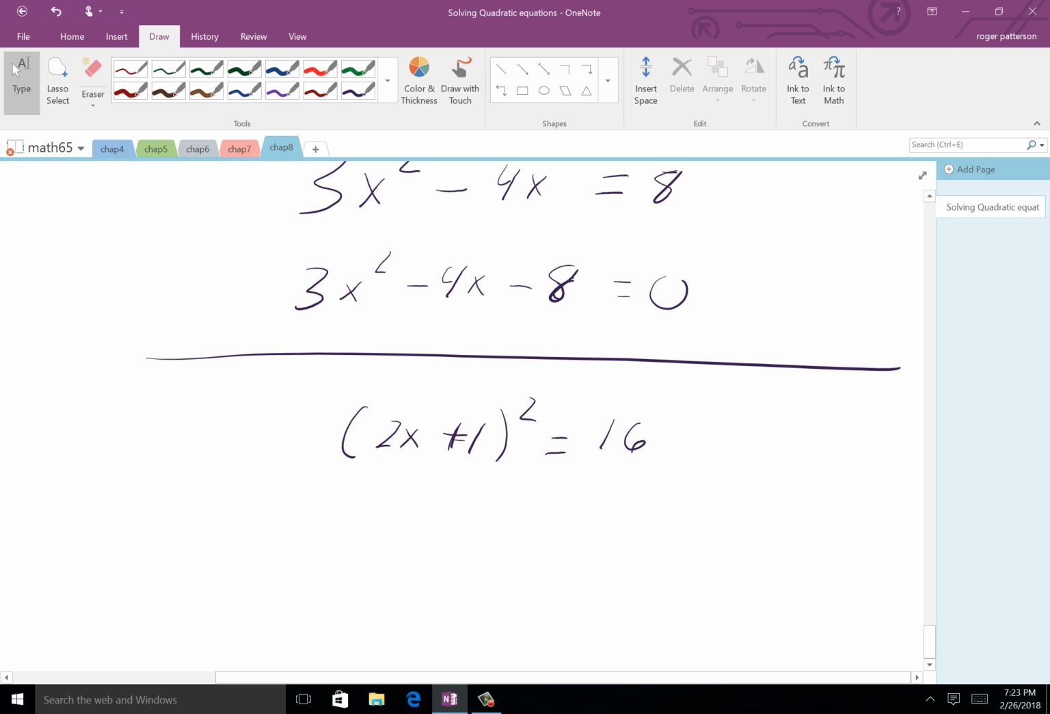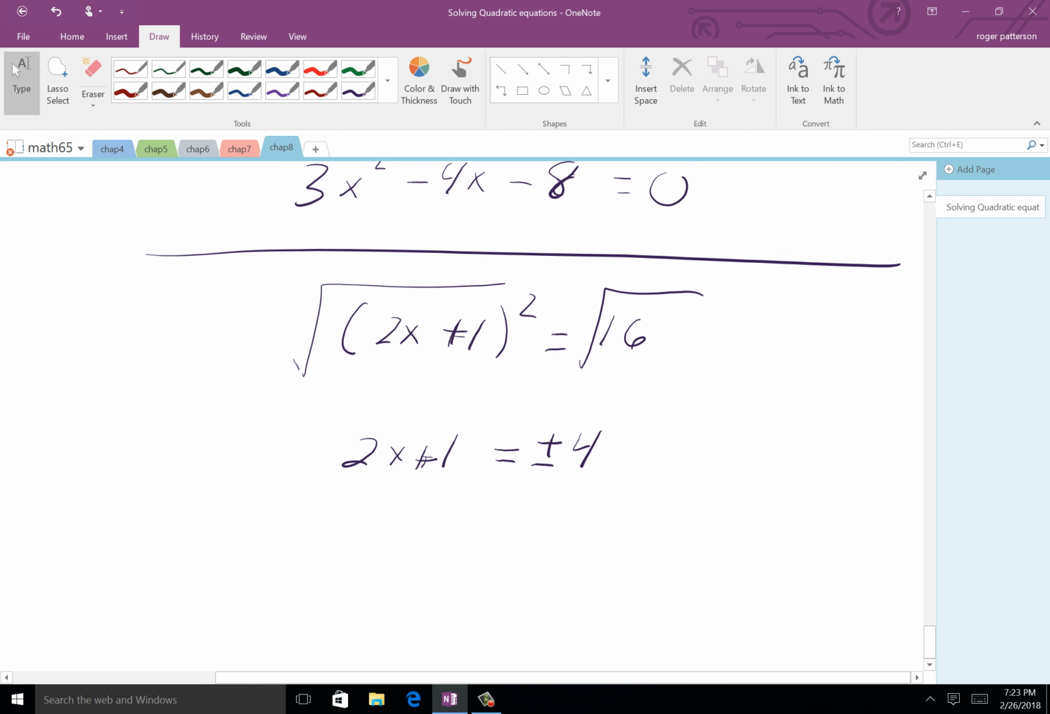On these, you can use the quadratic formula, but I don't know why you would, because what should we use on this one to get the answer? Just square root it. But you can use the quadratic formula; you'd have to do some foiling to get it there. So that looks like that. The square root of 16 is 4, so I've got a plus or minus here. Now we're going to subtract 1.